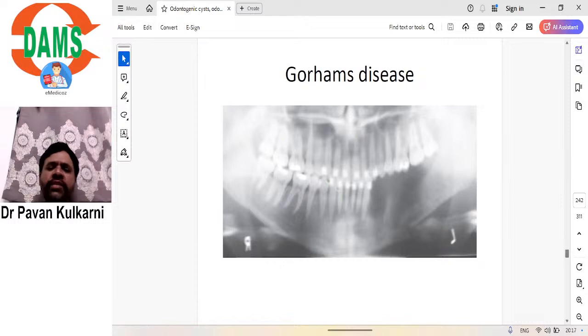Now this is Gorham's disease. What do you mean by Gorham's disease? It's also called massive osteolysis, in which there will be so much bone destruction that it appears as if the bone is not there at all. Total disappearance of the bone. That is called phantom bone disease or vanishing bone disease or massive osteolysis, also known as Gorham's disease.